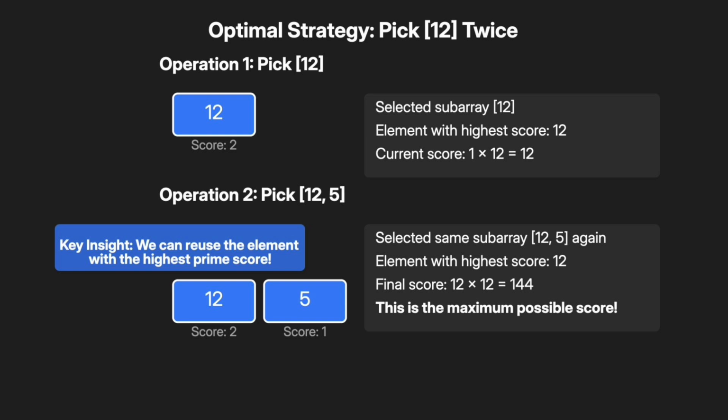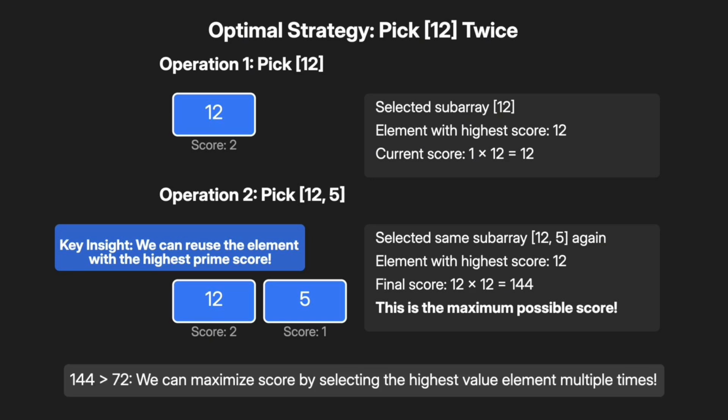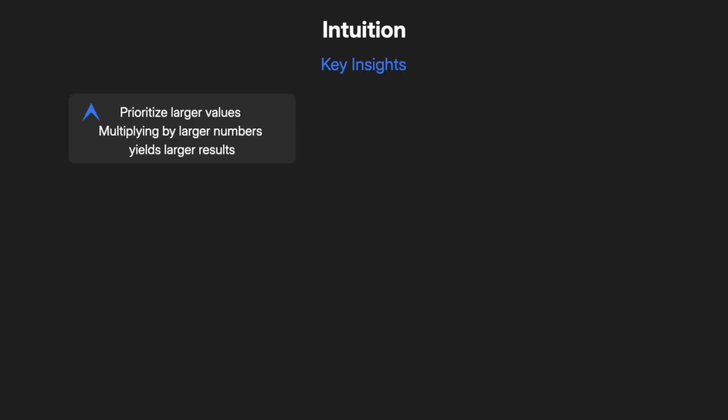The maximum possible score for this example is 144, which we achieve by selecting the element with the highest value multiple times. This demonstrates an important strategy for this problem. Prioritize the highest value elements when selecting subarrays. To maximize the score, our approach revolves around two key insights. First, since our score is a product of selected elements, we should prioritize larger values. This makes intuitive sense. Multiplying by larger numbers yields larger results.